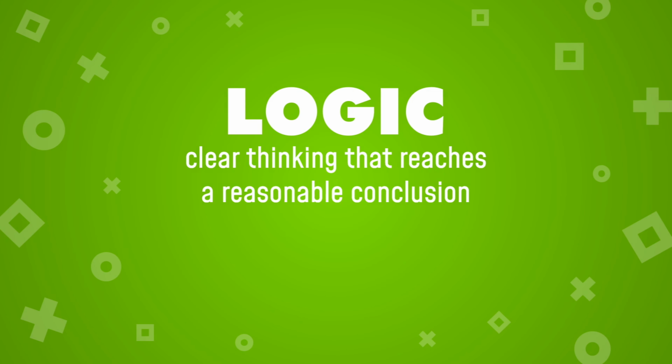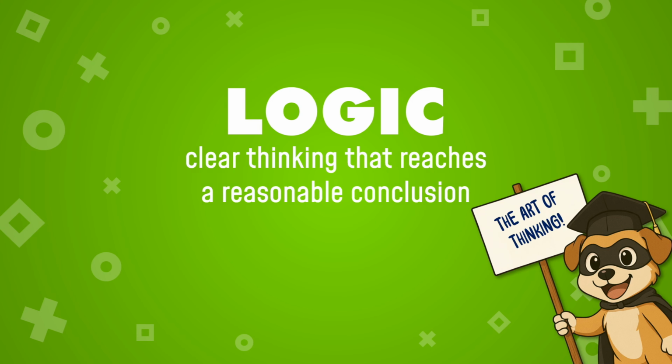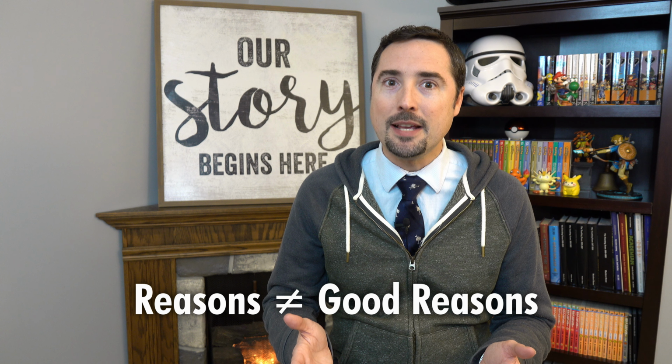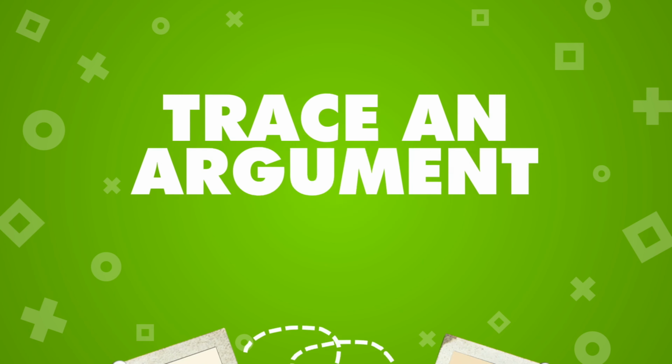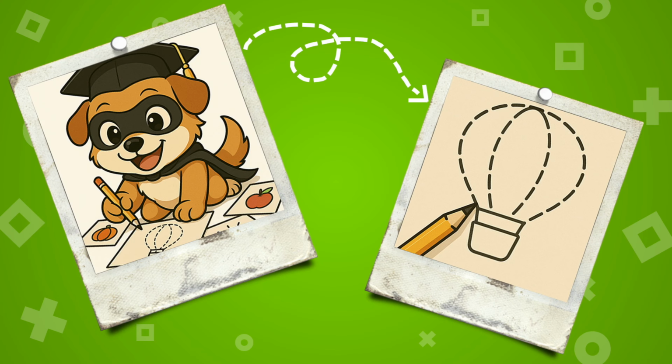Let's get to it. Logic is a process of thinking clearly to create a reasonable conclusion. In other words, it's the art of thinking logical. We know that arguments have claims, but just because someone has reasons to support their claim doesn't mean they have good ones. In order to know, attentive readers should be able to trace an argument. Think of tracing like when you follow the dotted lines to create an image.